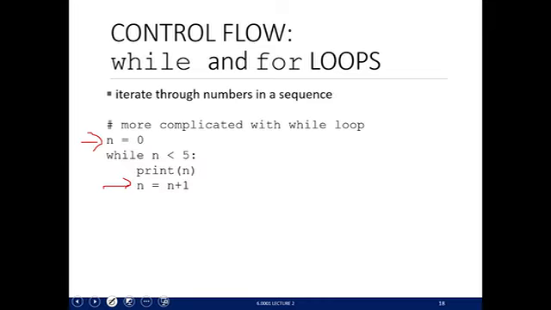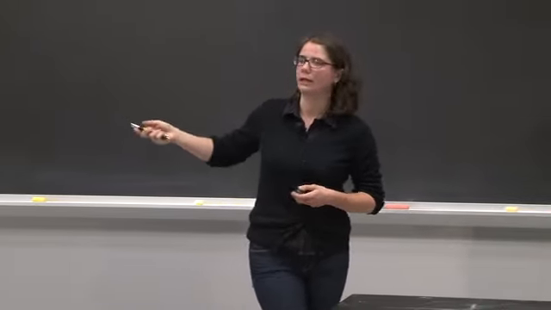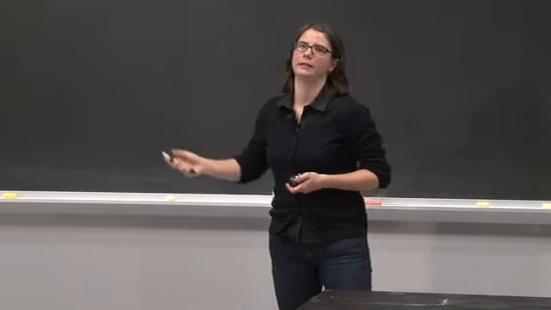The reason why the second one's important is because let's look at our condition here. So while n is less than 5, if you didn't have this line here, you would never increment n. So every time through the loop, you'd just keep printing zeros. Okay? And you'd have an infinite loop.